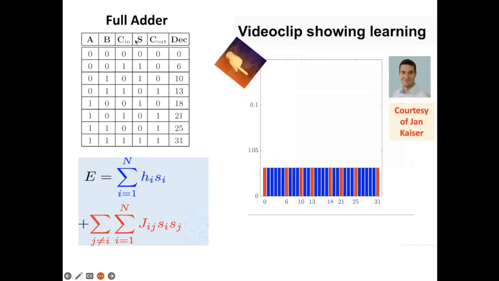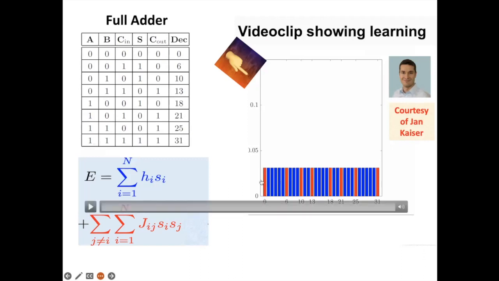Supposing you want to build a full adder. A full adder has two inputs, A, B, and there's a carry input from the last one. Then there's the sum, and it gives you this sum, and it tells you how much to carry. So that's the truth table of a full adder. If you convert these to a decimal number, you'll see 0, 6, 10. These are the elements of the truth table. You have 5 bits, so there are 32 possibilities, and the truth table entries are these red ones.